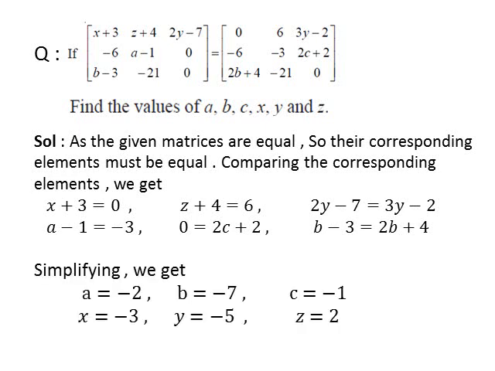Now solve these equations. As x plus 3 equals 0, so x equals minus 3. z plus 4 equals 6, so z equals 2. 2y minus 7 equals 3y minus 2. Solving this, we get y equals minus 5. As a minus 1 equals minus 3, then a equals minus 2. 2c plus 2 equals 0, so the value of c is minus 1. And b minus 3 equals 2b plus 4. Solving this, we get b equals minus 7.